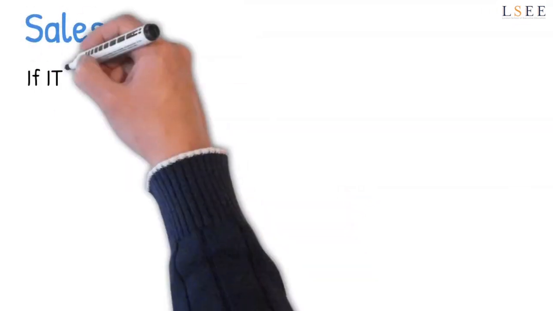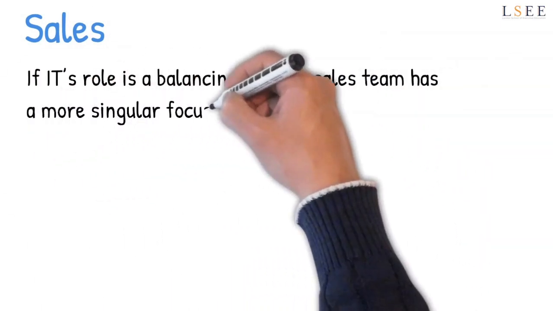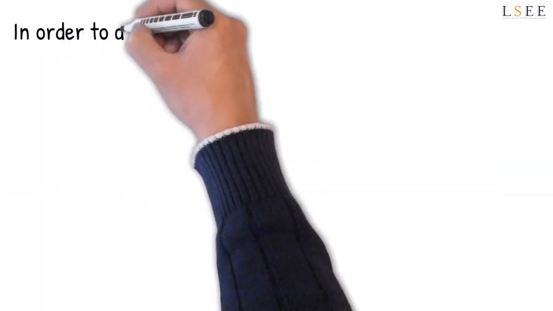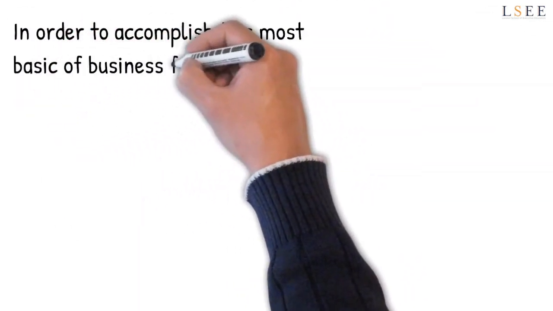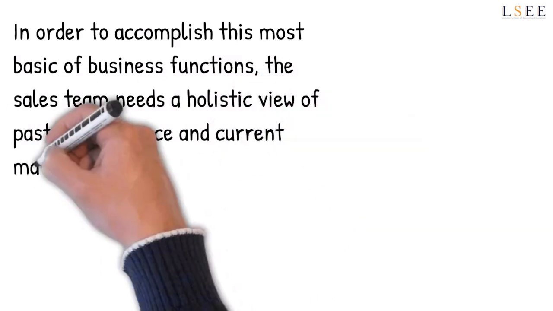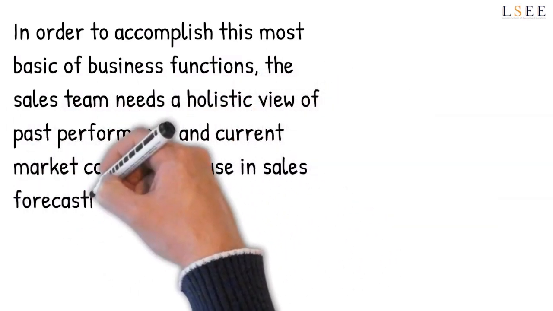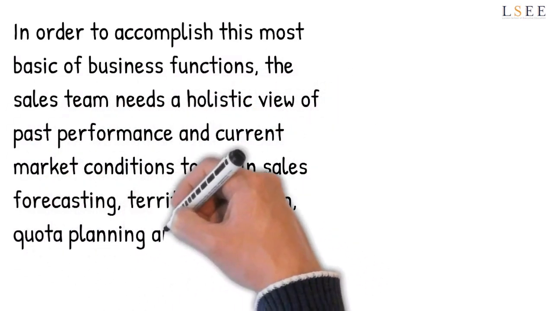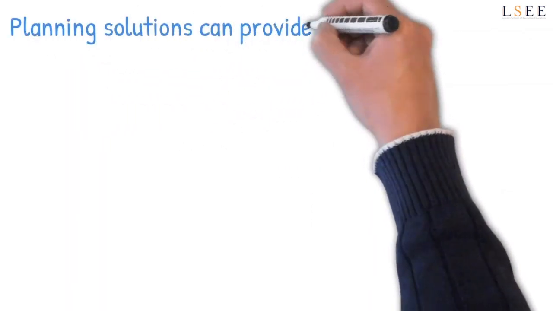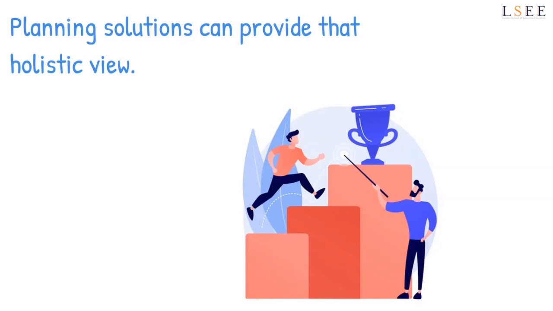Sales. If its role is a balancing act, the sales team has a more singular focus: closing deals. In order to accomplish this most basic of business functions, the sales team needs a holistic view of past performance and current market conditions to use in sales forecasting, territory planning, quota planning, and more. Planning solutions can provide that holistic view.